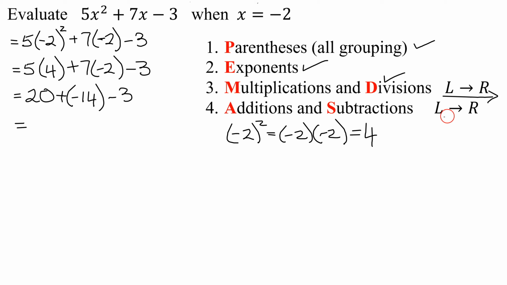So now I've taken care of multiplications and I had no divisions. And now I need to do addition and subtraction working from left to right. So the first thing I'm going to do is 20 plus a -14. They're opposite in signs, so you take the sign of the bigger one, so my answer is going to be positive, and what's 20 minus 14? 6. And so I'm going to have 6 minus 3, and then what is 6 minus 3? 3. So this expression evaluated when x equals -2 is 3.